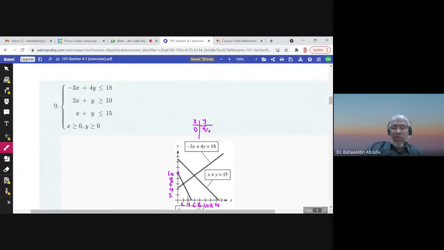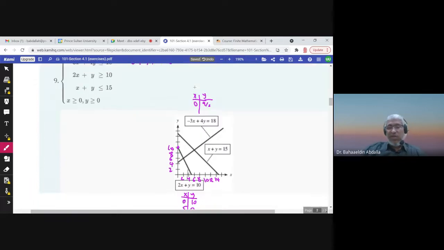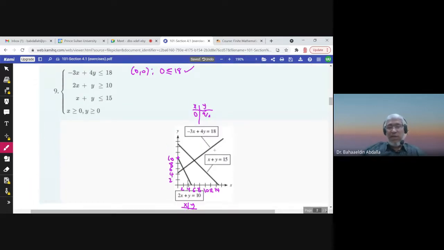So let us determine the region. Where is the solution region? To determine that, I need to select 0, 0 in each of these inequalities. So 0 plus 0 less than or equal to 18. This is correct. Where is this line? It is this line. So the graph is below this line, because 0, 0 belongs to this region.